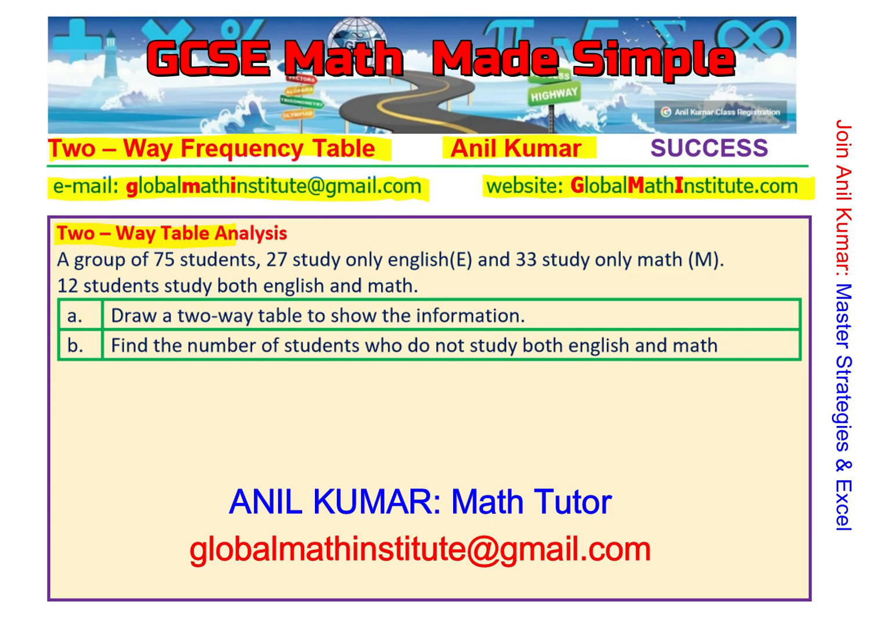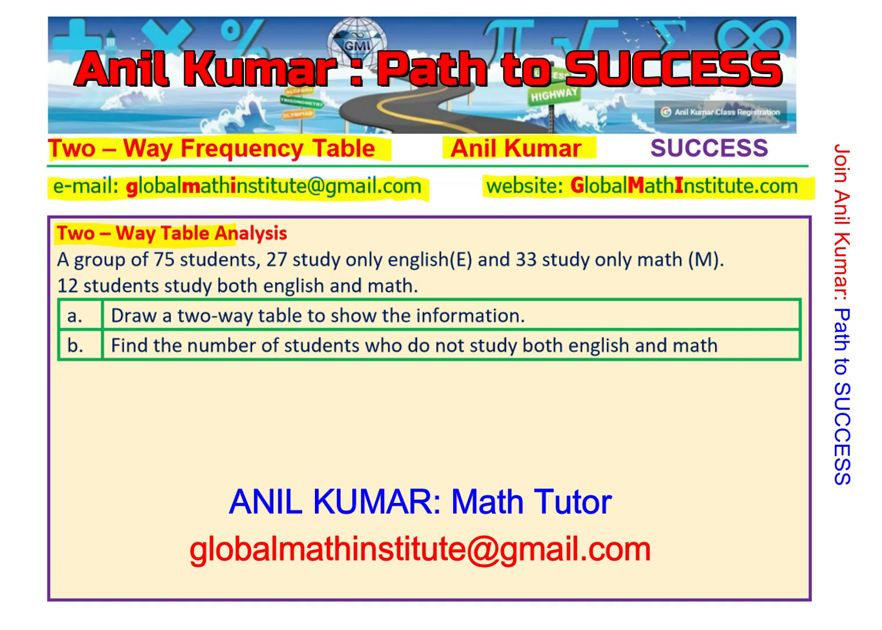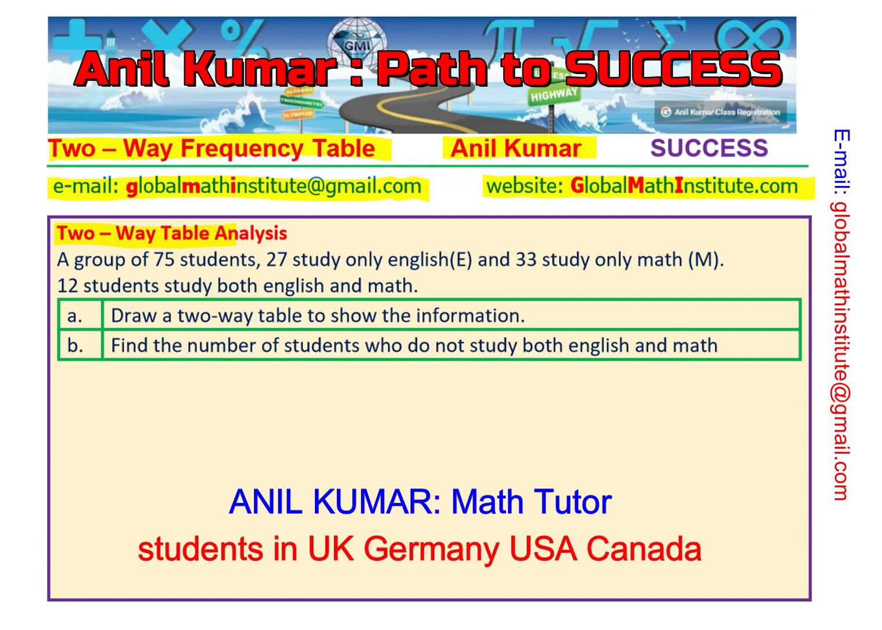Now, let's begin with the solution of the very first question. A group of 75 students, 27 study only English, E, and 33 study only math, M. 12 students study both English and math. A. Draw a two-way table to show the information, and part B is find the number of students who do not study both English and math. Just for your convenience, we have given E for English and M for math. You could use any code you want.